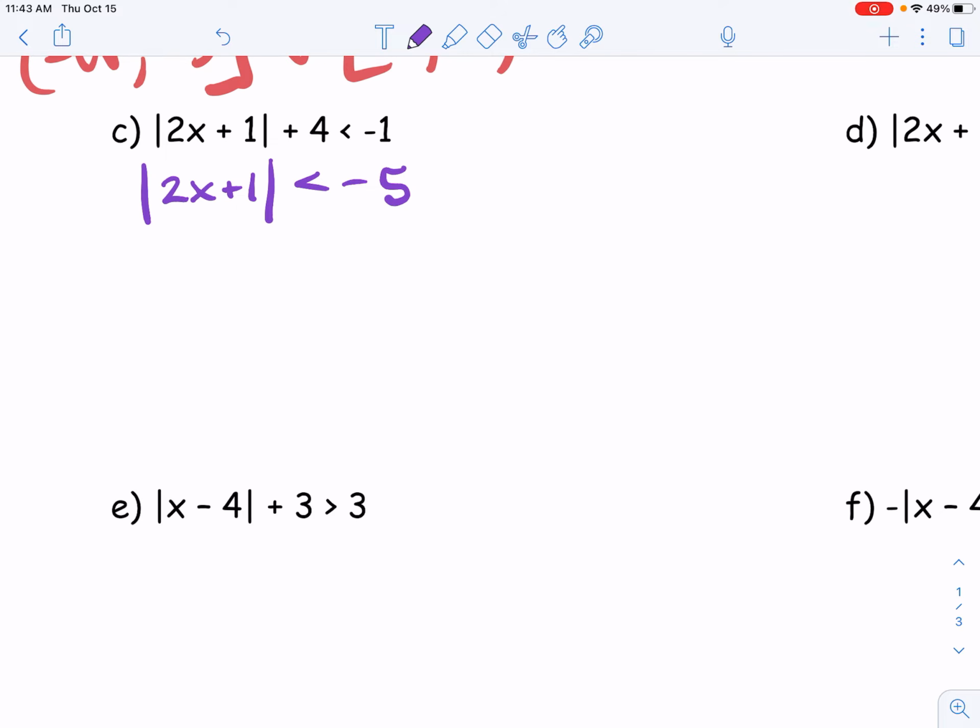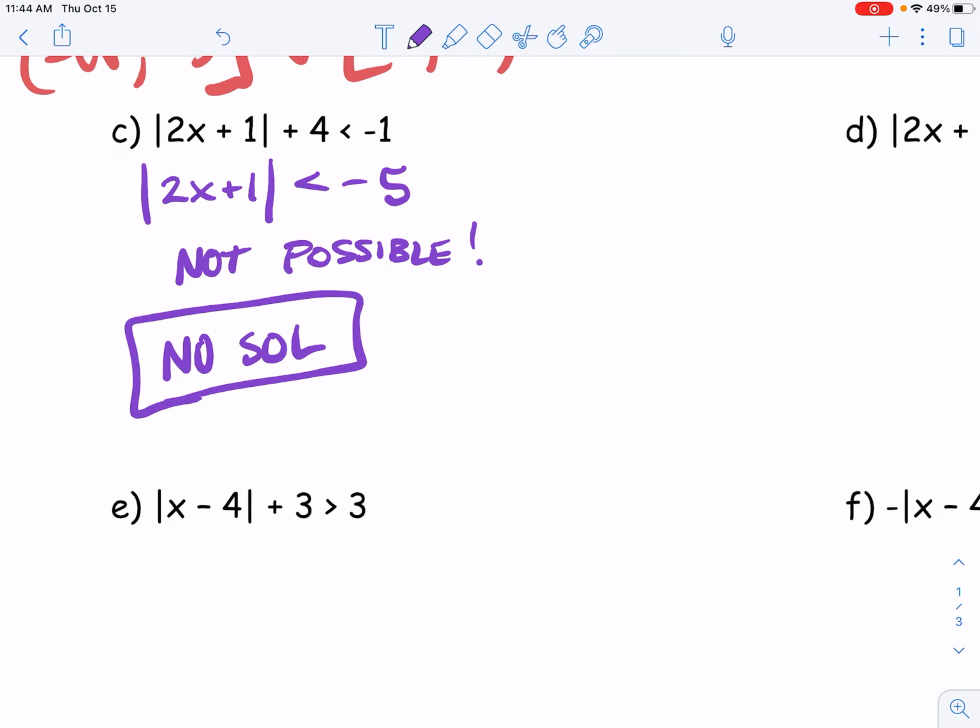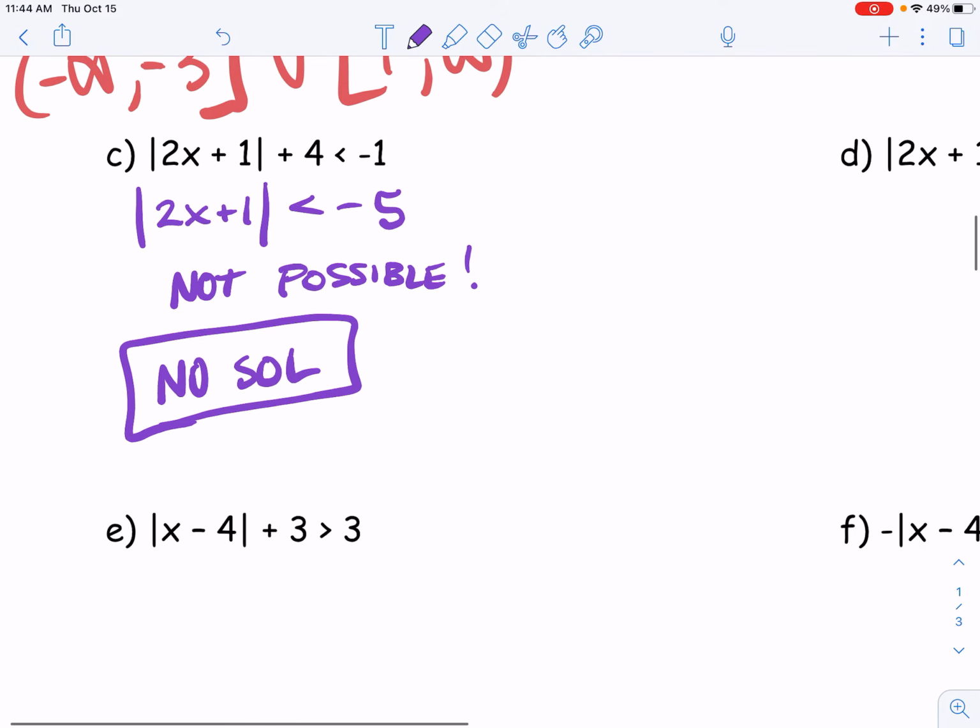Well, we know the properties of absolute values, and we know that the absolute value of anything is always greater than or equal to 0. So where is an absolute value going to be less than a negative number? Nowhere. This is not even possible. Therefore, not possible. Therefore, no solution. No solution here. When you get an absolute value less than a negative, that's never going to work.